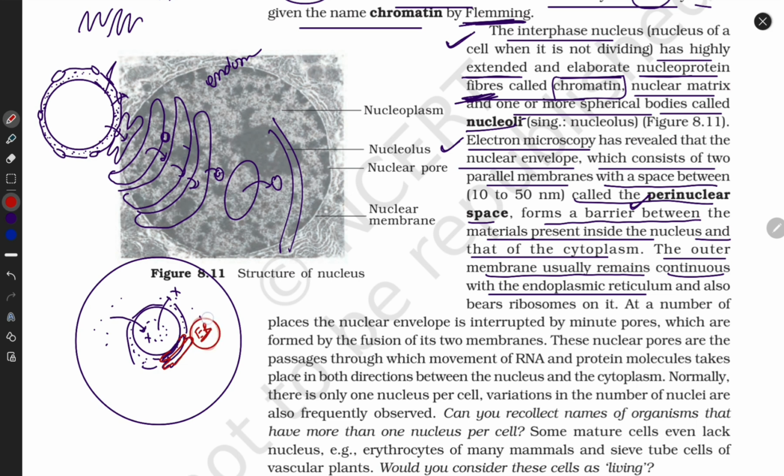If the endoplasmic reticulum bears ribosomes, we call it rough ER. If it doesn't contain ribosomes, we call it smooth ER. At a number of places, the nuclear envelope is interrupted by minute pores.